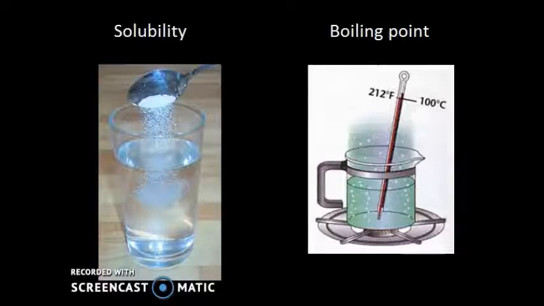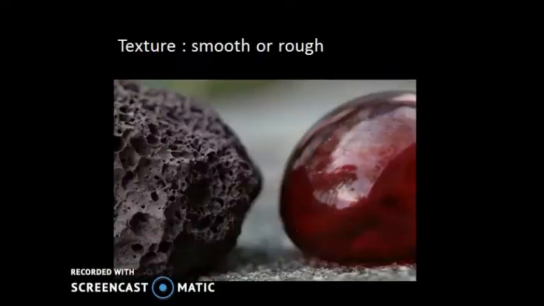Boiling point is going to be unique for every liquid. So for water, it's 100 degrees Celsius or 212 degrees Fahrenheit, and that's going to be the same for all water, basically, depending on where you are and what the atmosphere is. But it's going to be close to 100 degrees Celsius, and the water is still going to be water. Texture, whether or not the matter is smooth or rough. And again, it's something that you can observe, but it doesn't change.